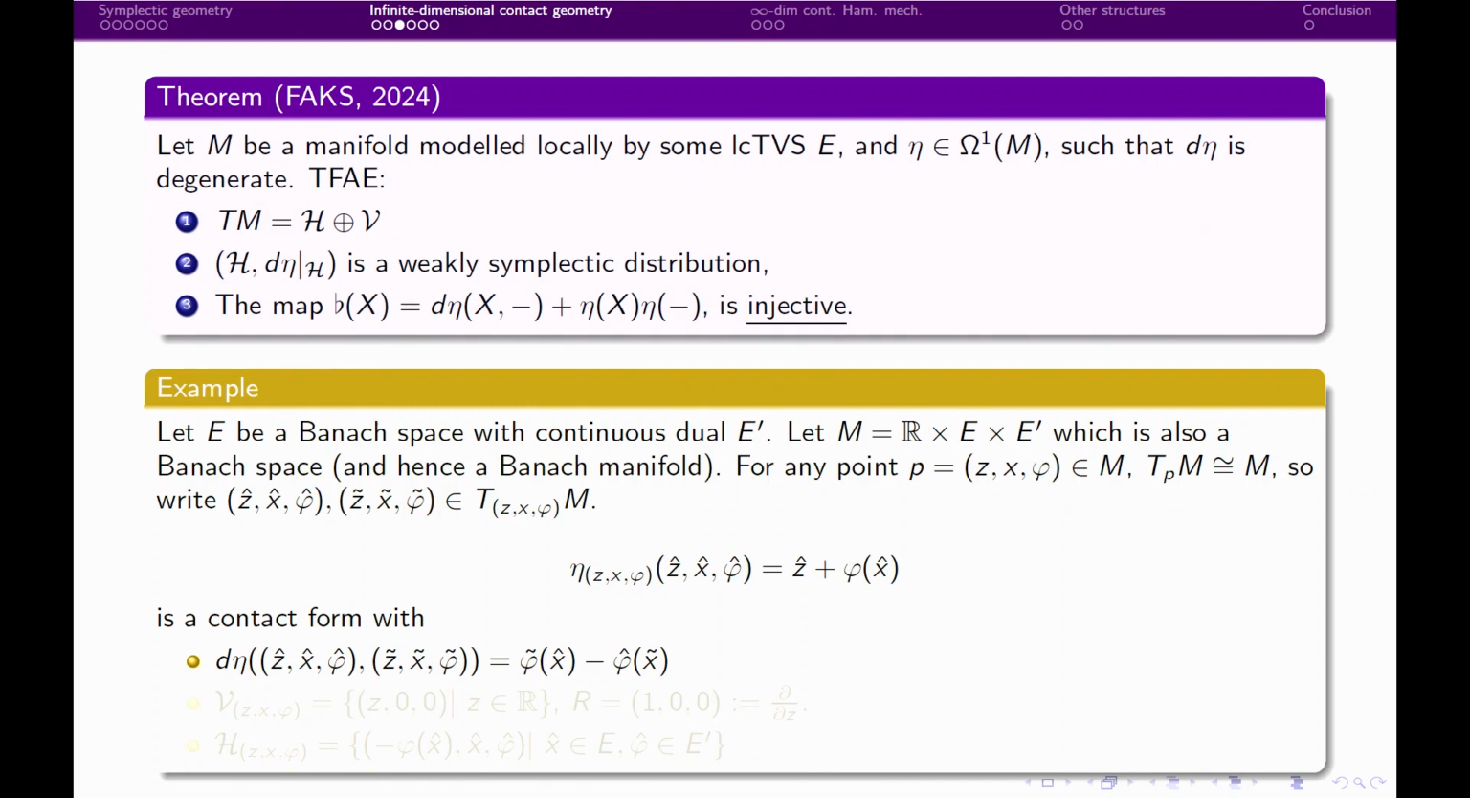Yeah, and then this is what our d eta looks like. And actually, if I'd been a bit more careful with the notation, this would look more similar to the previous symplectic example that I mentioned. But never mind. And so our vertical bundle actually is just the line bundle represented by z, and our Reeb field is just (1, 0, 0) at every point. And our horizontal bundle is given by this expression here.